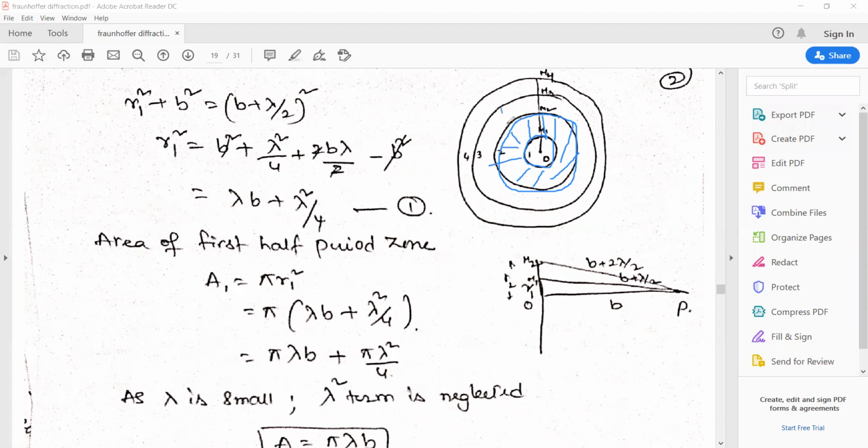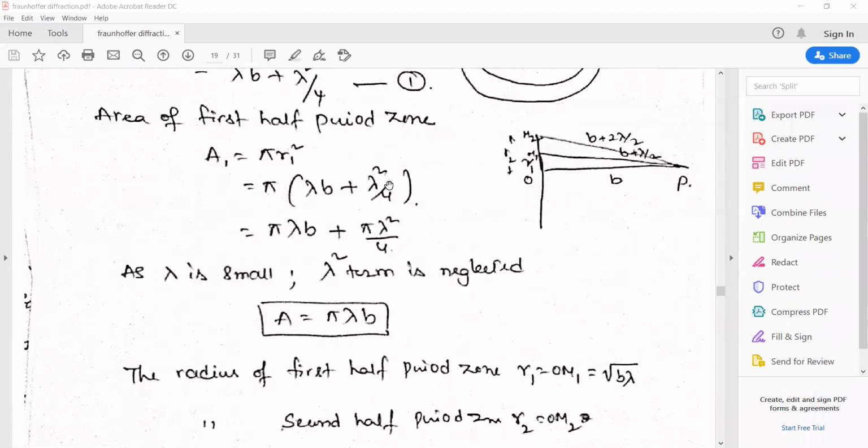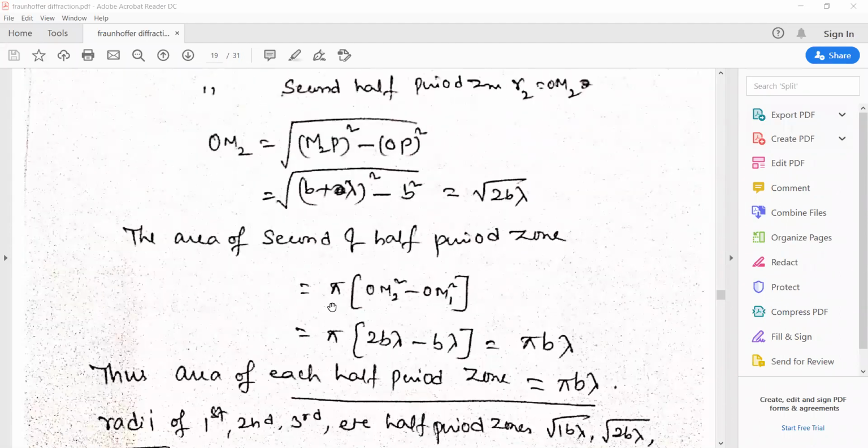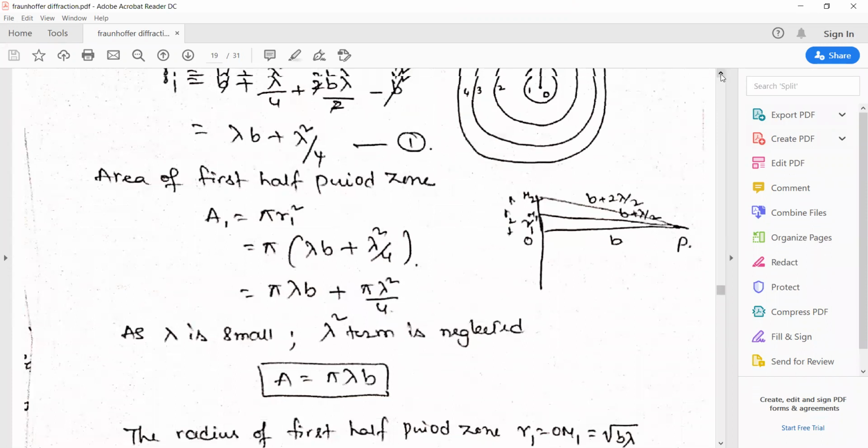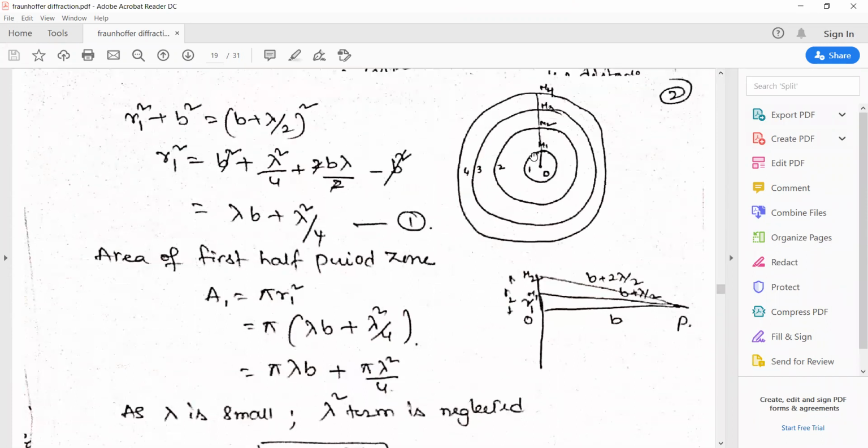Similarly, the third half period zone area will be only between M2 and M3. So that's why I am using this formula here to find out the area: pi into OM2 square. OM2 square means the radius of the second zone, O2M2 square. So pi R2 square minus pi R1 square, that is the formula I am using.